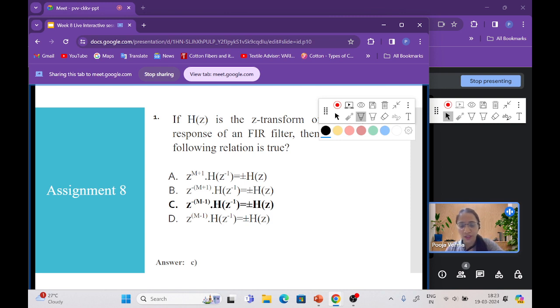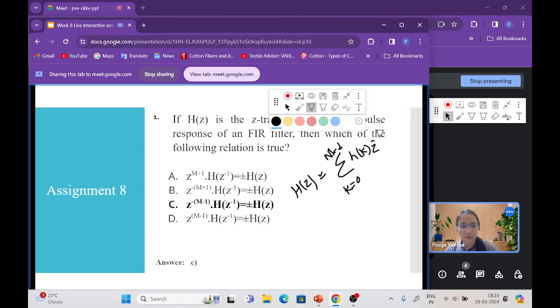As we know, the z transform of the impulse response of an FIR filter is represented as H(z) equal to summation k equal to 0 to M minus 1 (it is M minus 1 given) h(k) z^(-k). And we also know that h(n) must be linear phase: h(n) equals plus minus h(M - 1 - n), where n varies from 0, 1, 2 to M minus 1. Then we need to apply this symmetric or antisymmetric condition on this.